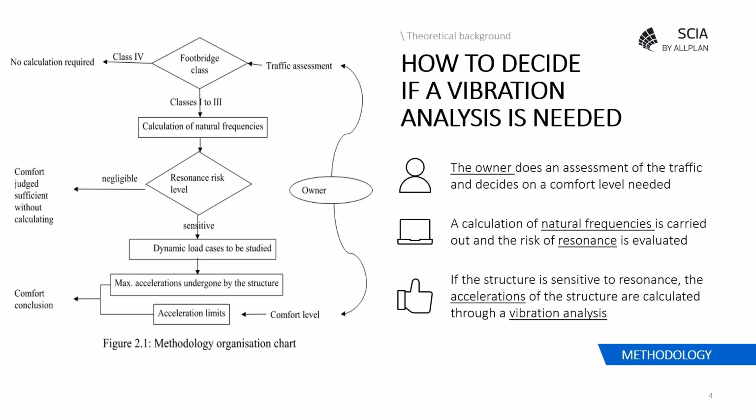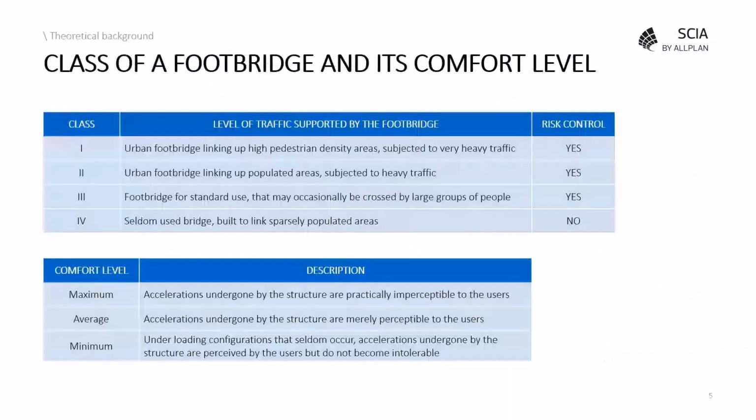For class 4, no calculation is required. If the footbridge is from class 1 to 3, we will need to do a calculation of natural frequencies, and this will tell us if we have a risk of resonance or not. So if the structure is sensitive to resonance, the accelerations of the structure are calculated through a vibration analysis. So this vibration analysis will give us the acceleration limits, and these accelerations will tell us what kind of comfort do we get.